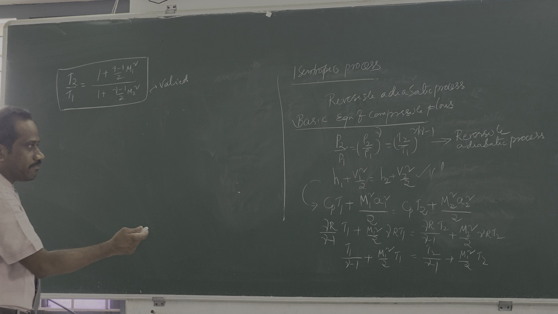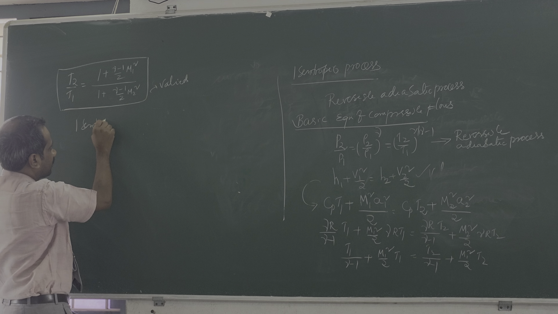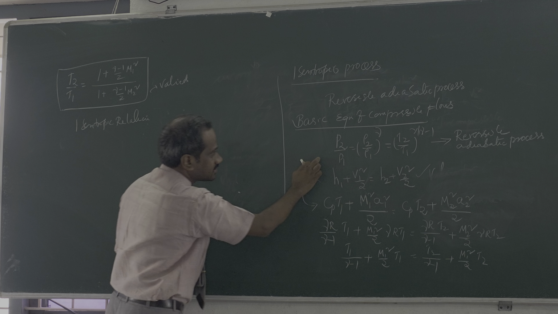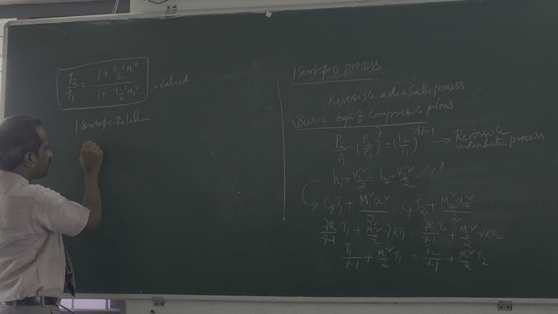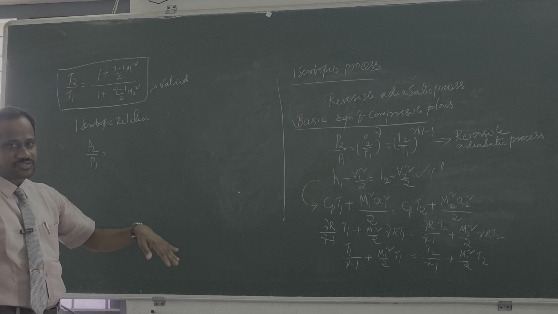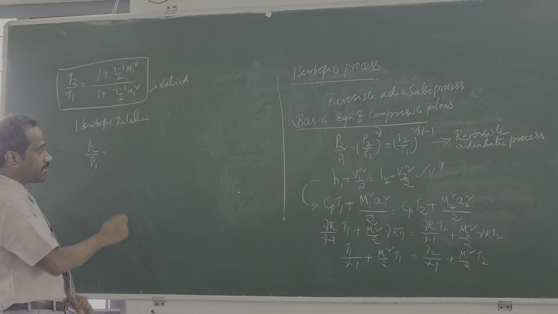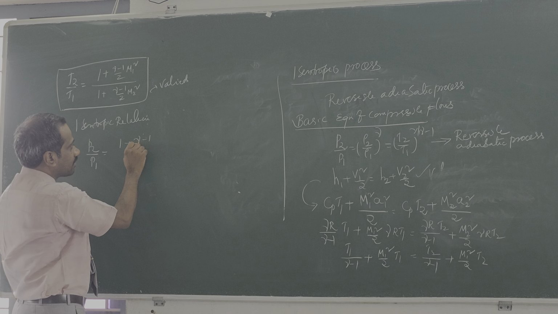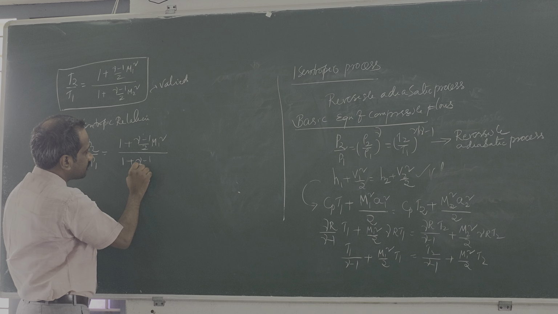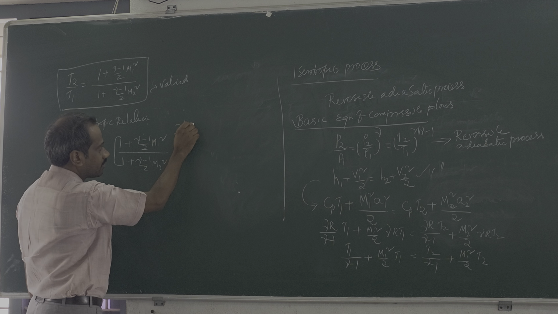Now, recall isentropic relations. Take up this and this. P2 by P1 can be written as what? P2 by P1 is equal to T2 by T1 power gamma by gamma minus 1. So T2 by T1 I am writing this. So P2 by P1 can be written as 1 plus gamma minus 1 by 2 M1 square by 1 plus gamma minus 1 by 2 M2 square power gamma by gamma minus 1.